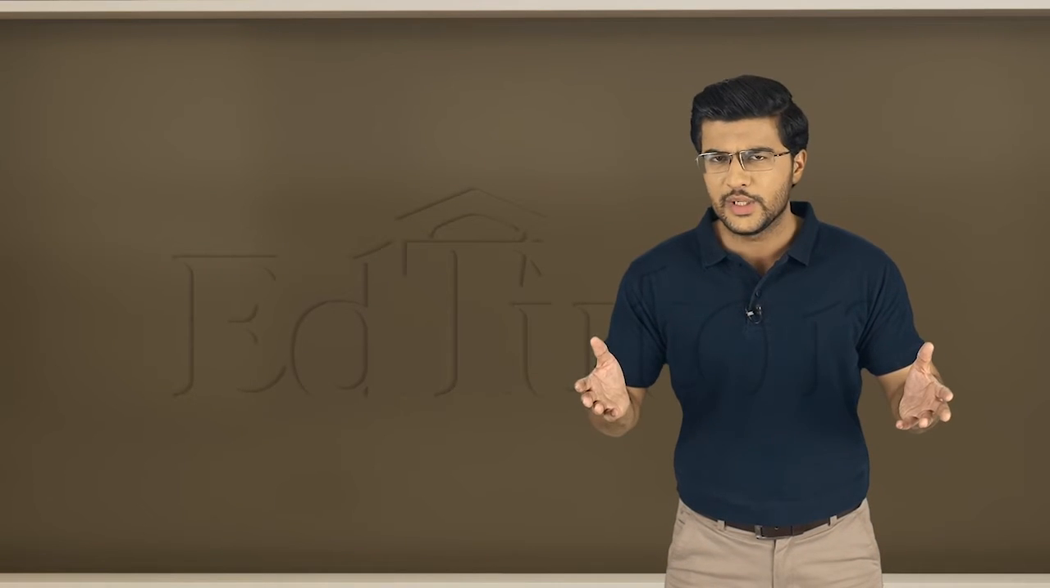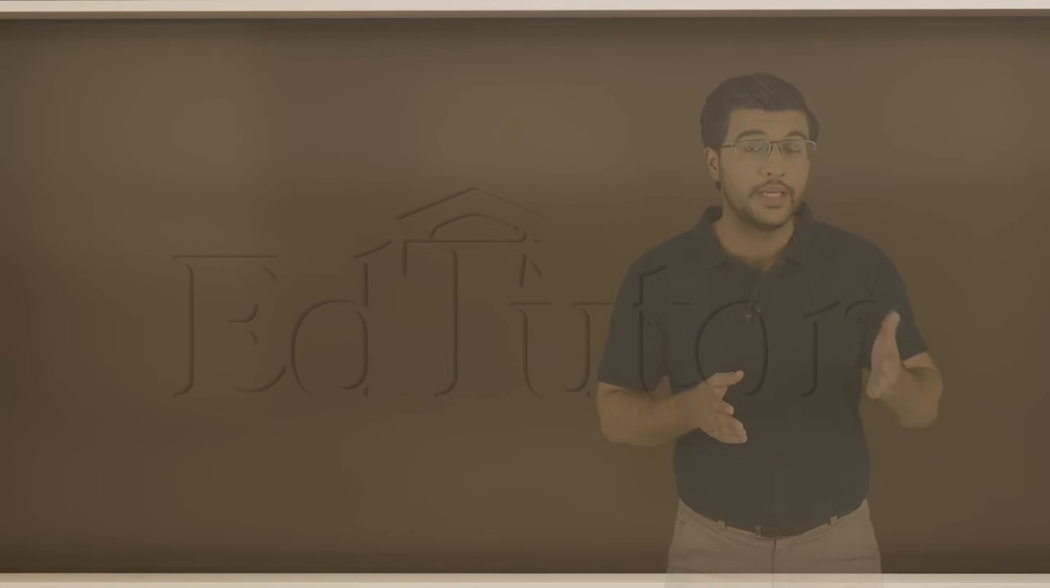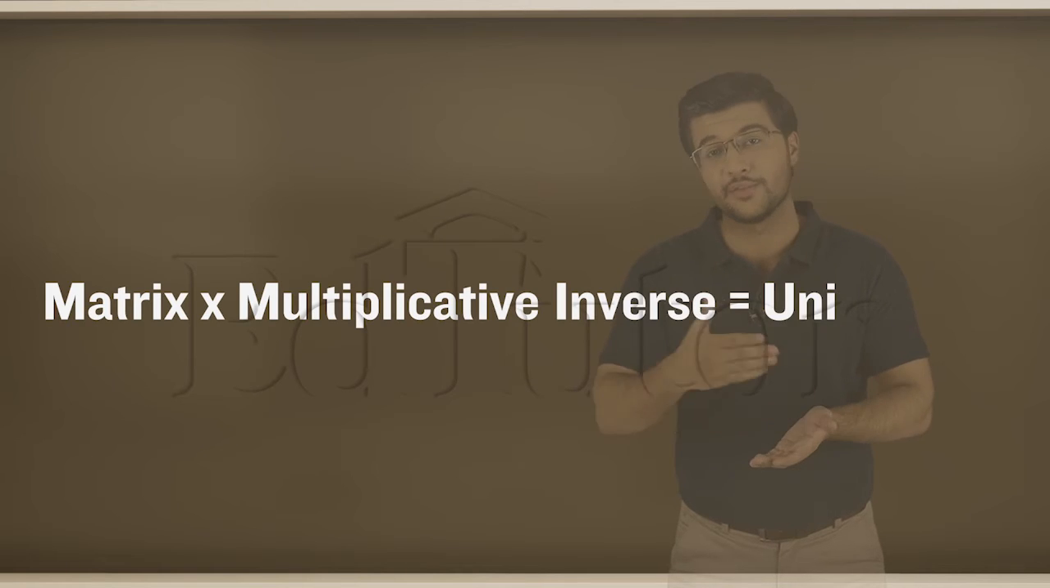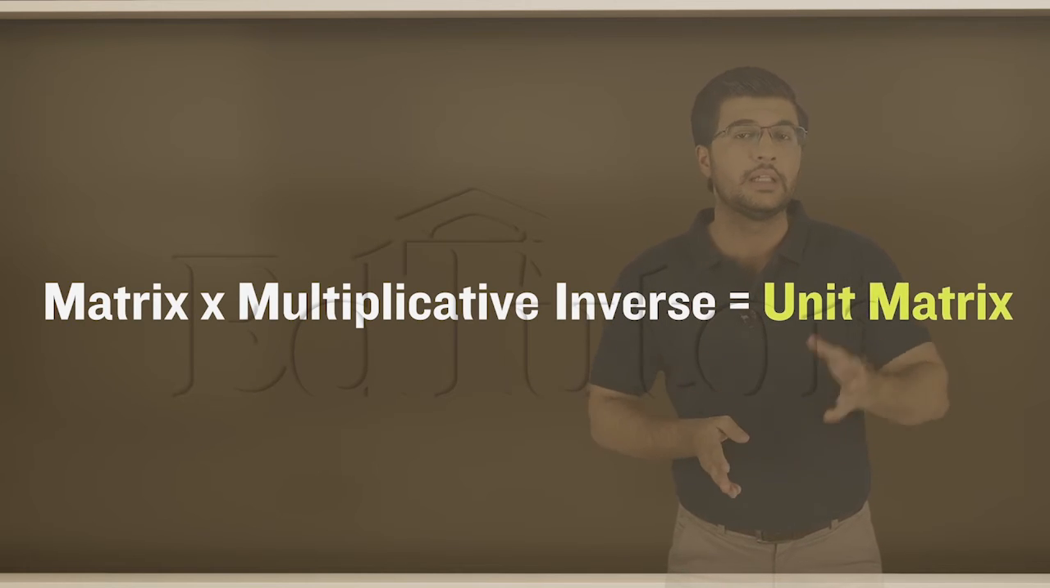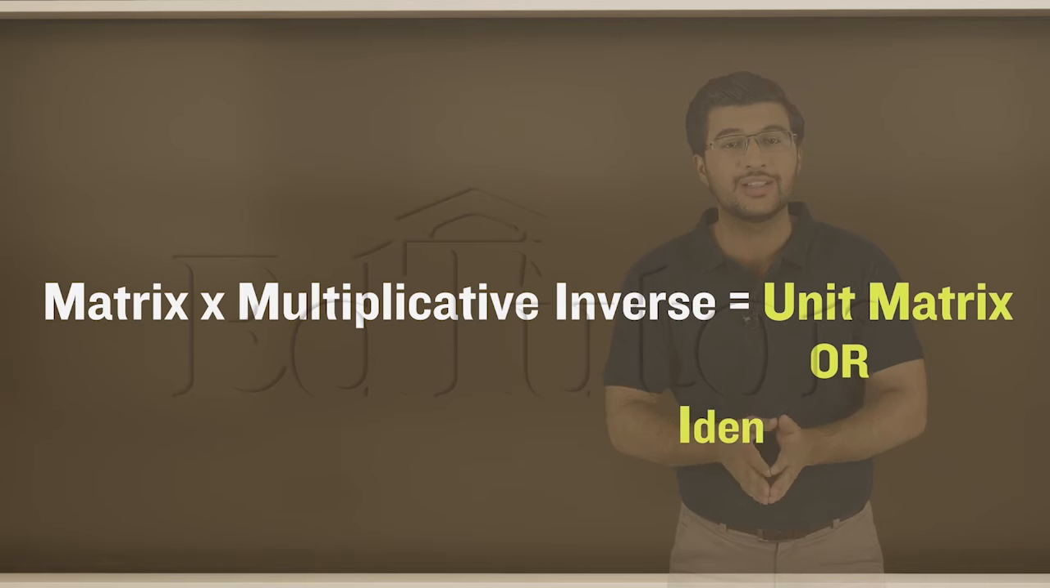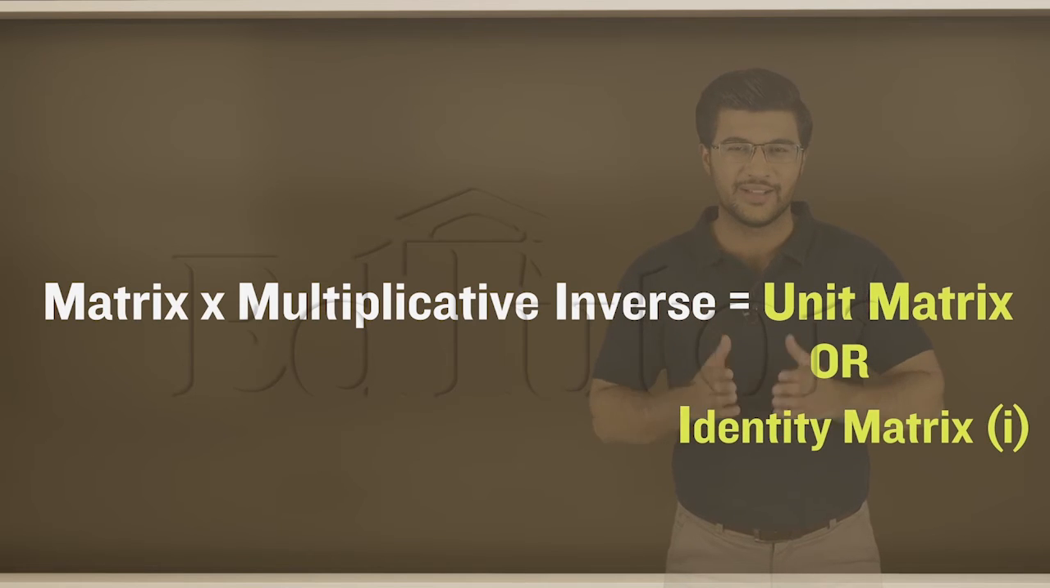So, what did we learn, kids? If a matrix is multiplied by its inverse, the result will be the unit matrix or the identity matrix I.